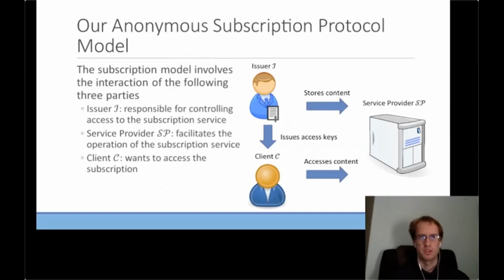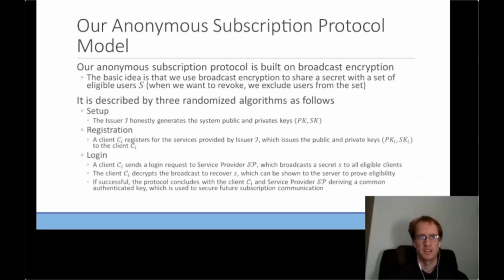So for our anonymous subscription protocol, we consider the interaction of the following 3 parties: an issuer I that is responsible for controlling access to the subscription service, a service provider that facilitates the operation of the subscription service, and a client C who wants to access the subscription. Our basic idea is that we use broadcast encryption to share a secret with a set of eligible users S, and when we want to revoke, we just exclude certain users from that set. In a bit more detail, this is described by 3 randomized algorithms as follows. The issuer generates the public and private keys.